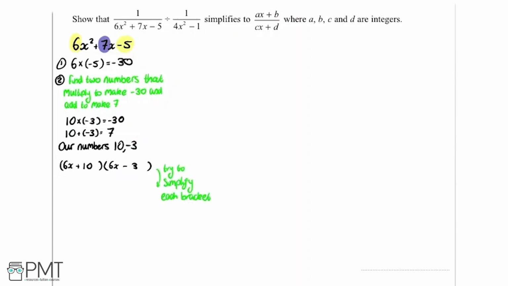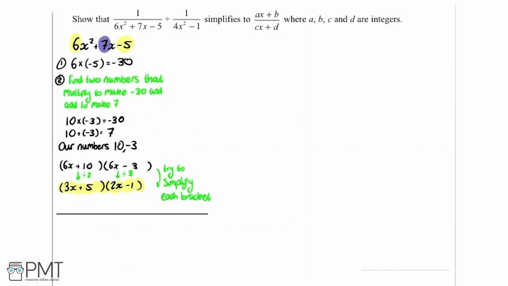And the next step is we need to try and simplify the brackets. I'm going to have a look at the first bracket first, and I can see I can divide both by 2. If I do that, I'll get 3x plus 5. And I can't simplify that anymore, so we're good with that. Now we're going to do that with the other bracket. I can see I can divide both by 3. So I'm left with 2x minus 1. And that there is the fully factorised form.